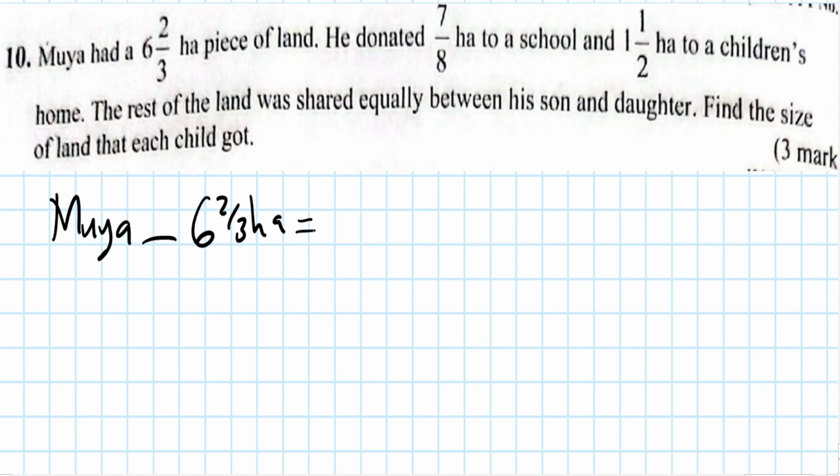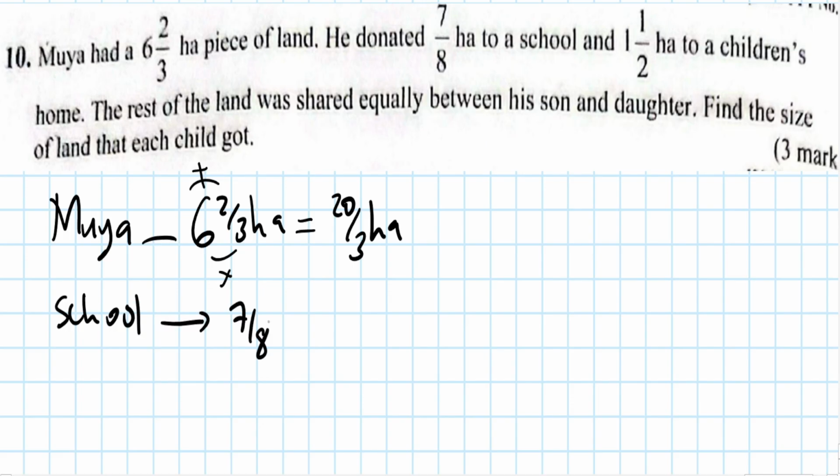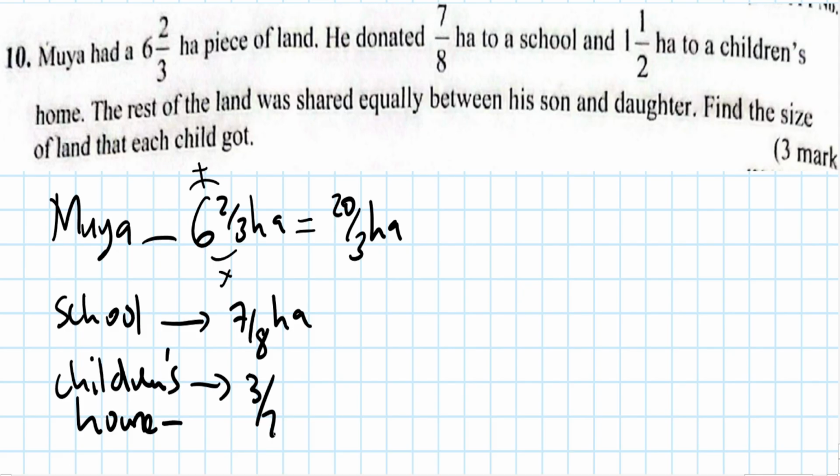So 6 2 over 3 ni around 6 times 3 plus 2. That is going to be 18 plus 2, which is 20 over 3 hectares. So he donated 7 over 8 to a school. So katika hiyo shule ali donate 7 over 8 hectares and 1.5 to a children's home. He donated 1.5, which is 3/2 hectares.